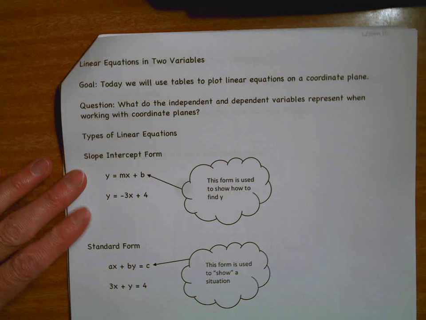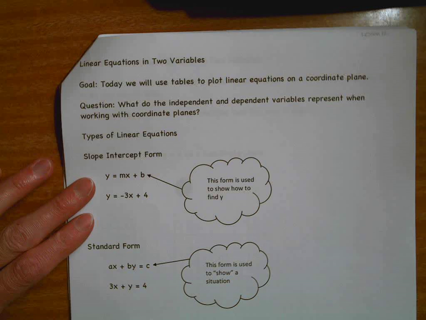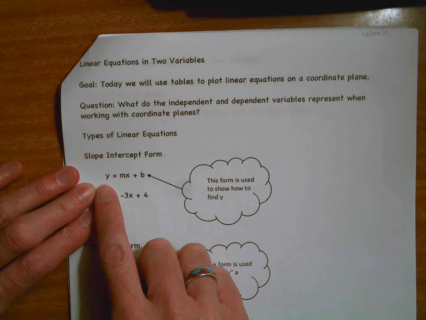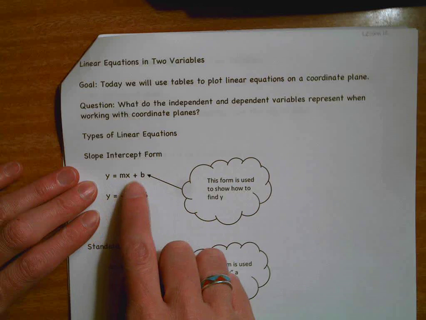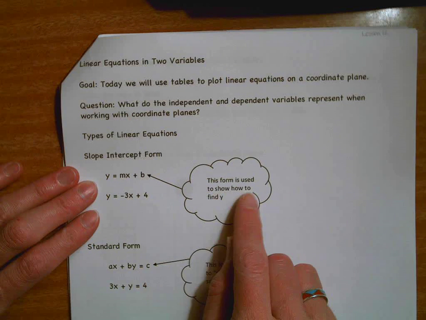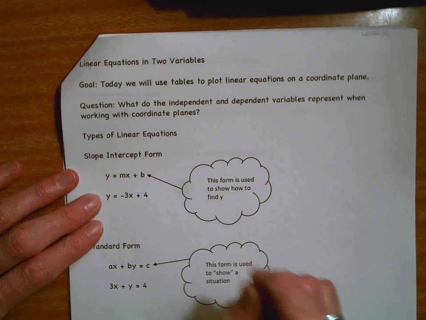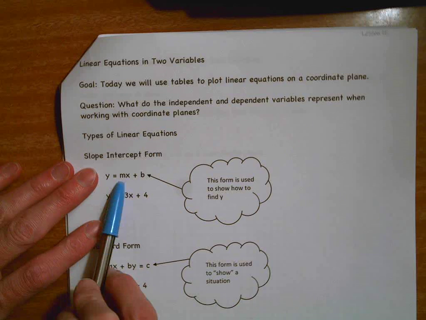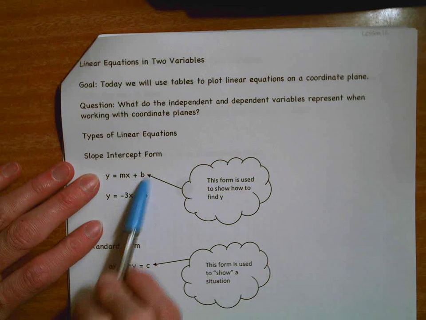Slope-intercept form is a standard form equation that was just changed around so that we're focusing on what the y value would be. Basically, the slope-intercept form is y equals mx plus b, and this form is used to show how to find the y. It tells you how to find the y value, given the x value, the rate of change or the unit rate, and this little b.